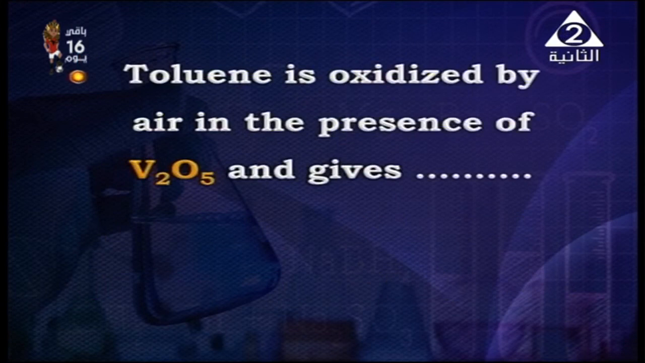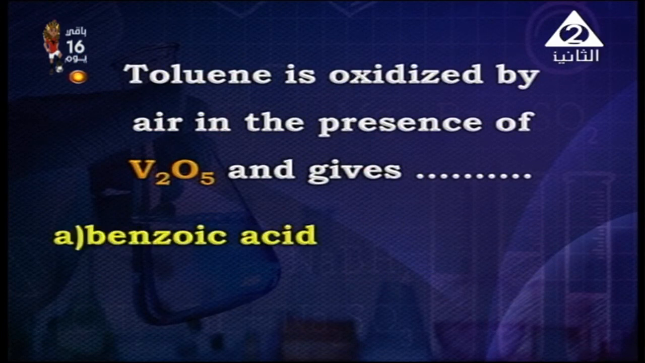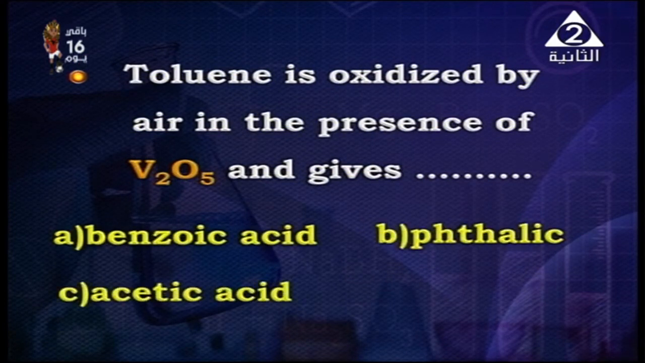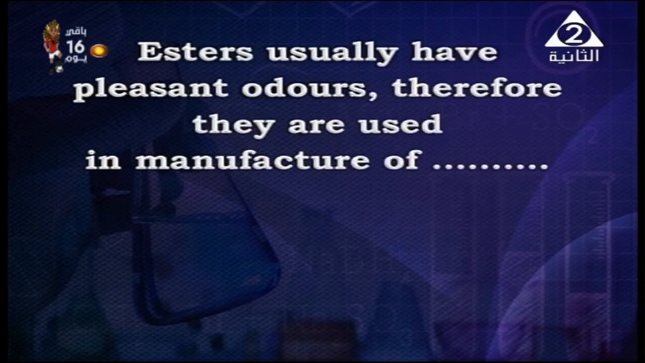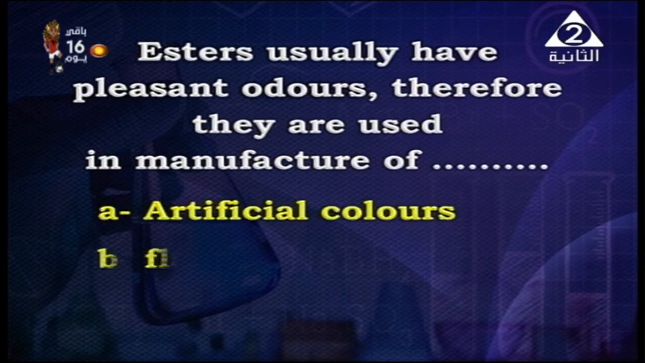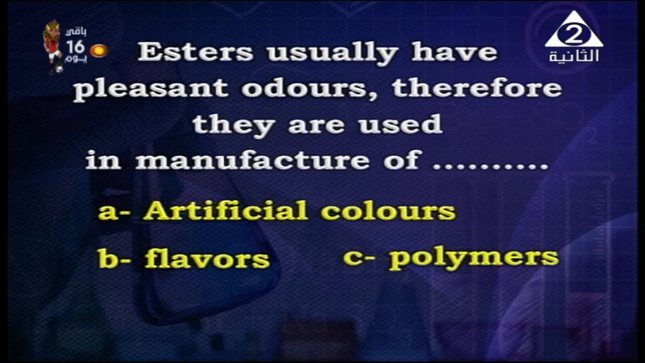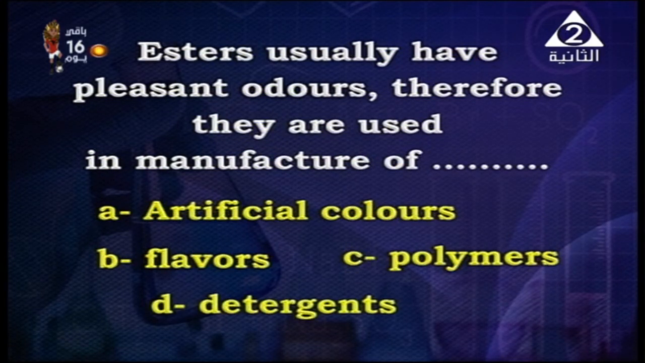Next point. Toluene is oxidized by air in the presence of vanadium pentoxide and gives what? Benzoic acid, phthalic acid, acetic acid, all of them. Yes, it will be benzoic acid. Next point. Esters usually have a pleasant odor. Therefore, they are used in the manufacture of what? Artificial color, flavors, polymers, detergent. Yes, it will be flavors.